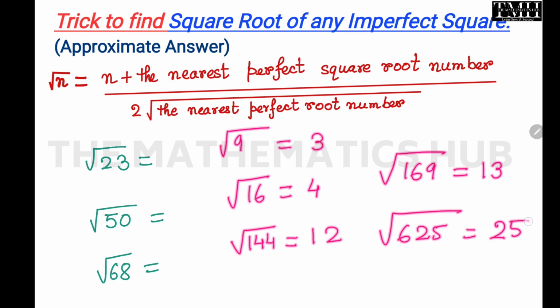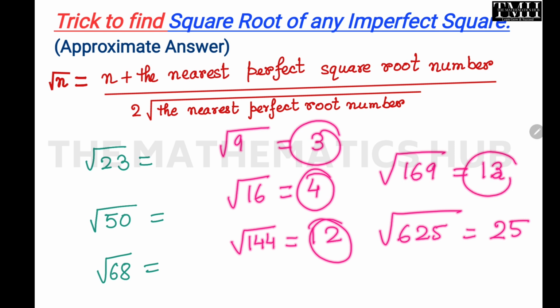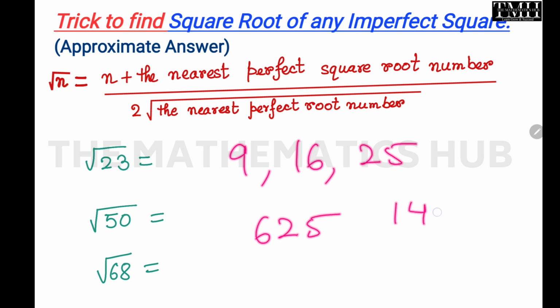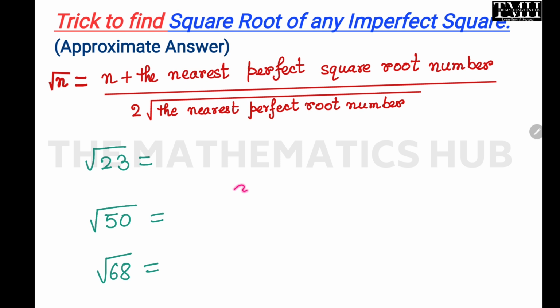So you can see all these are whole numbers, not in decimals. These are the numbers which are not in the form of decimals when we find out the square root of these. So 9, 16, 25, 625, 144 and 169 and so on. All these are the perfect squares. Now let's see what is imperfect square.